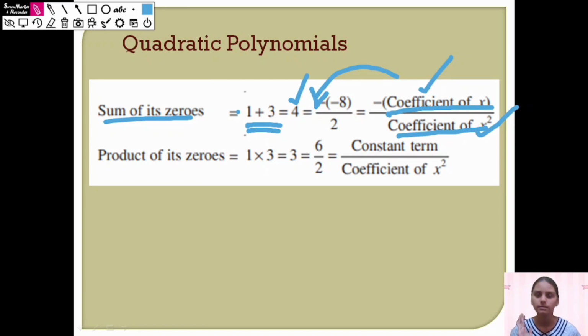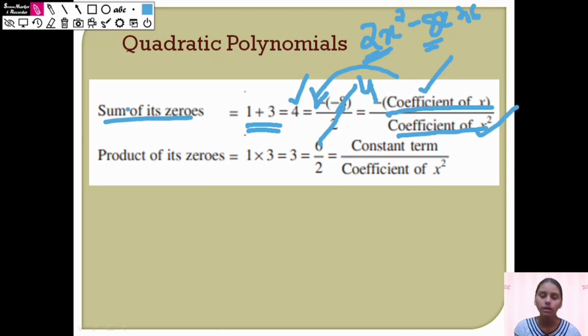Okay, see, what was my equation? 2x square minus 8x plus 6. The negative of the coefficient of x means it was minus 8. So minus of minus 8 by the coefficient of x square, which is 2. So when you cancel it, you are going to get once again plus 4.